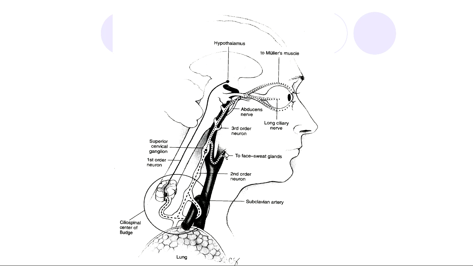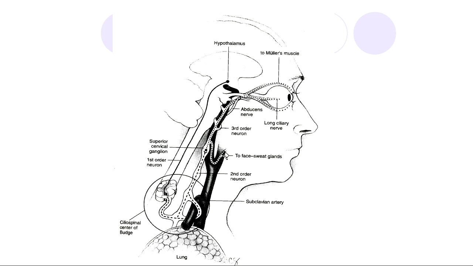And for those who were late, we're just recapping. We just recapped the parasympathetic pathway, and the sympathetic pathway is going to start at the level of the hypothalamus. Then the fibers, that's the first order neurons, are going to go down to the ciliospinal center of Budge-Waller, and then the second order neurons are going to go from there.